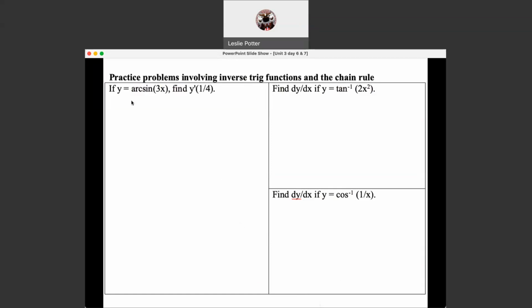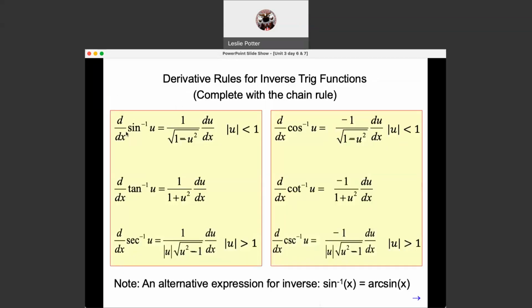So here is a question: if y equals arc sine 3x, then find y prime of a quarter. Okay, so we know y prime is, now this is where the chain rule comes in. Actually, let me back up here so that we can look at the chain rule. This 1 over the square root of 1 minus u squared is what we derived. Du dx is the chain rule. So this is the derivative of the outside, 1 over the square root of 1 minus u squared. This is the derivative of the inside, du dx, getting back to that variable x.